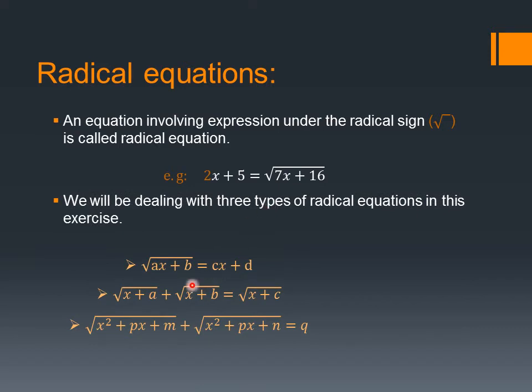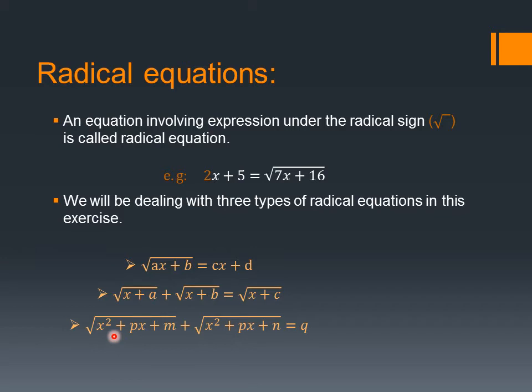We were given three types of radical equations. The first type was done in the first four questions of exercise 1.4. The second type was done in questions 5 to 8. Now we are going to deal with the third type of radical equations. In this type, you can see that x square plus px is common in both the radical signs.